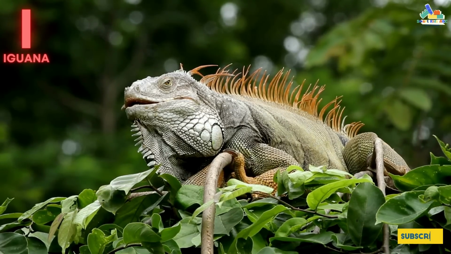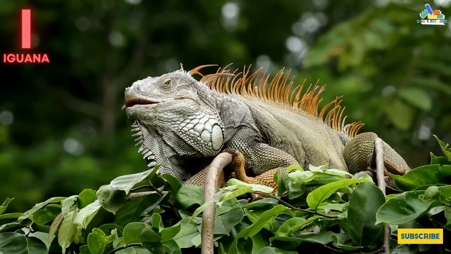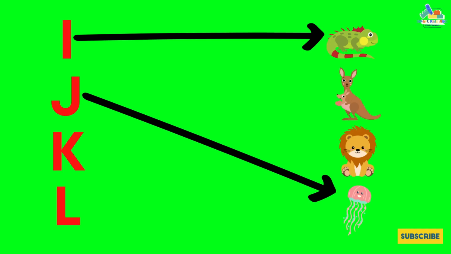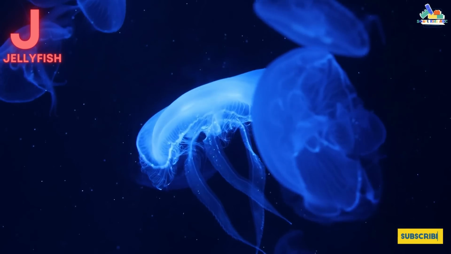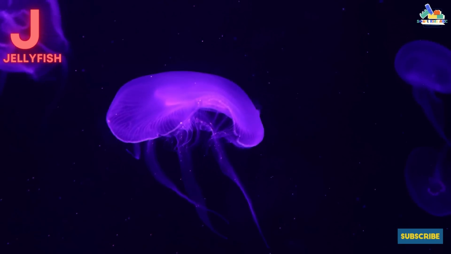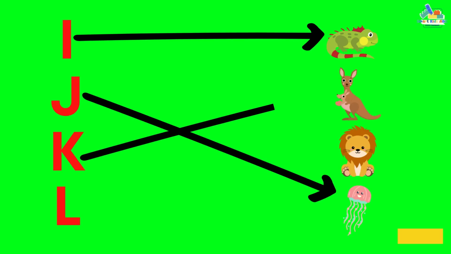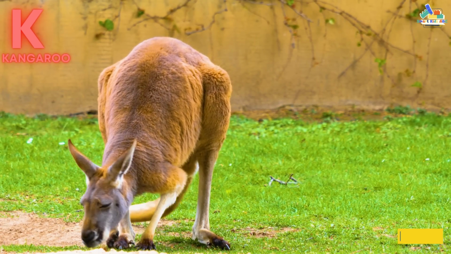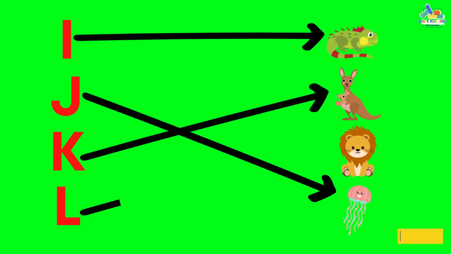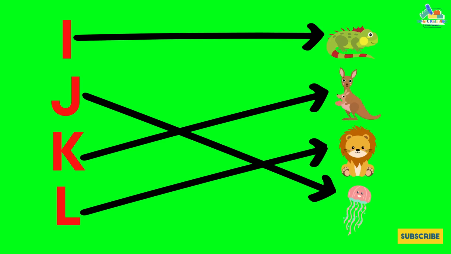I. I for iguana. J. J for jellyfish. K. K for kangaroo. L. L for lion.